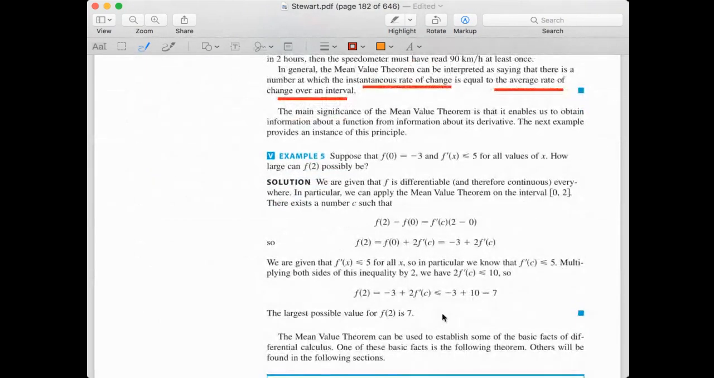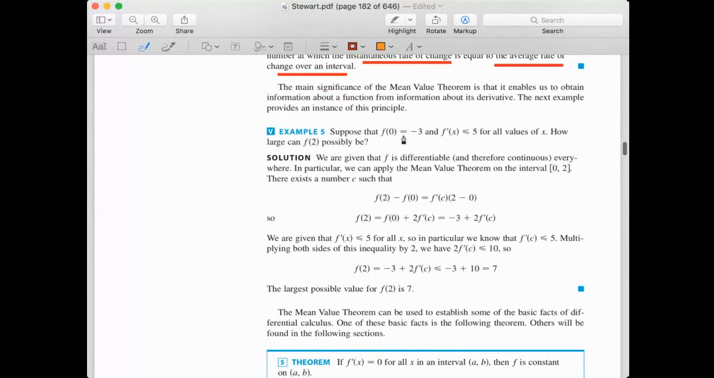Okay, let's see example 5. Suppose f of 0 equals -3 and the derivative of f of x is always less than or equal to 5. So the derivative is at most 5 for all values of x. How large can f of 2 possibly be? So here we have 0 up to 2, right? One x value is 0, another x value is 2, so we are working with the interval from 0 to 2.